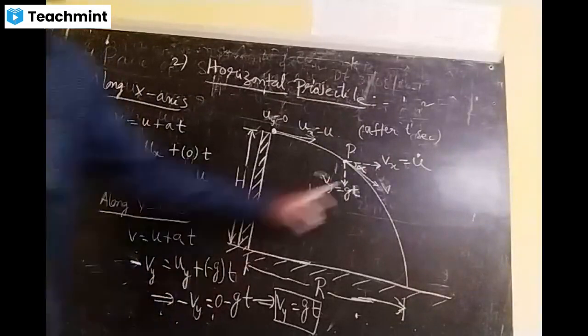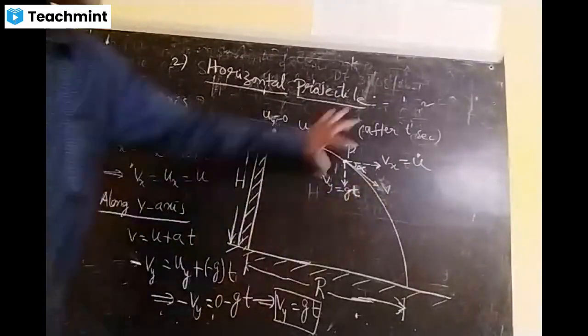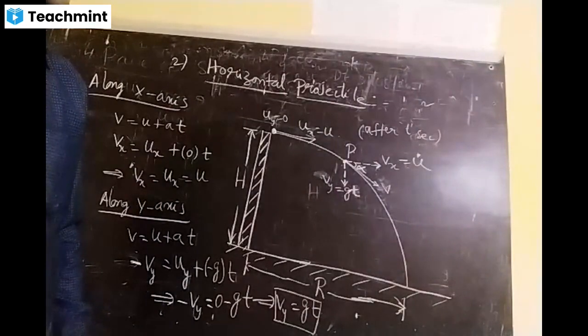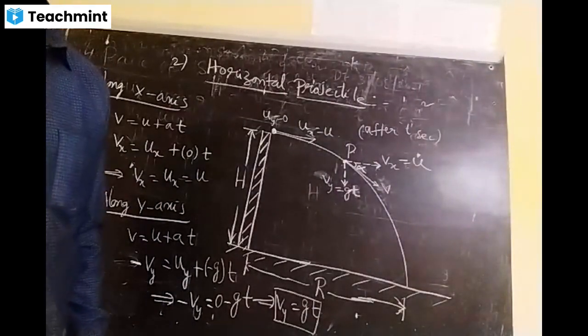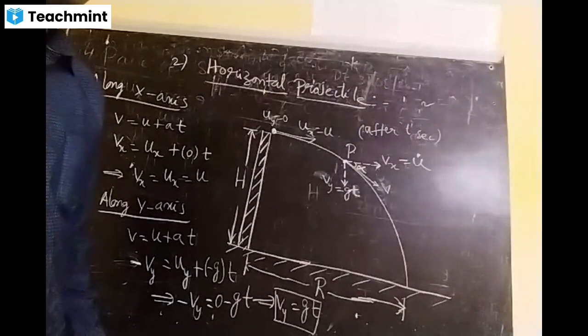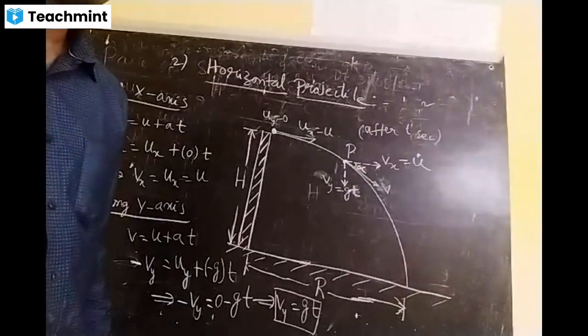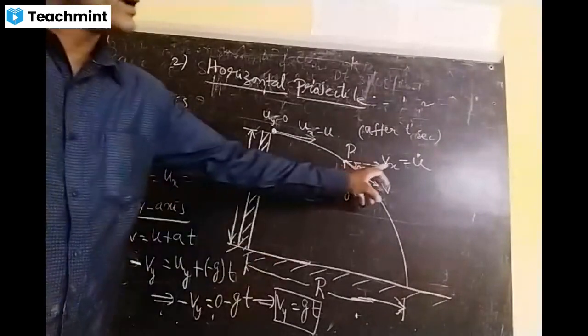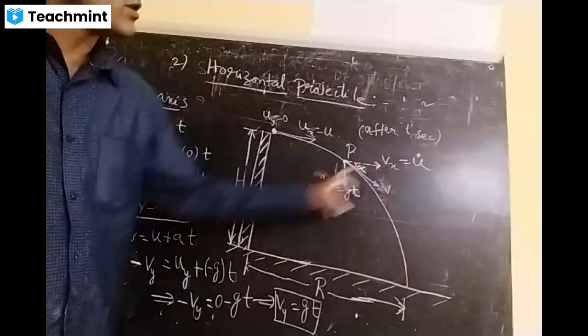Now, how to find out this resultant velocity using these two? How to find out V? Sir, root of Vx squared plus Vy squared. Very good. Root of U squared plus gt whole squared. That means root of Vx squared plus Vy squared, is it not?